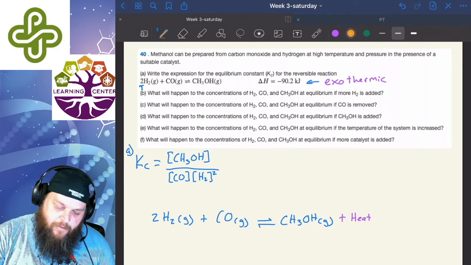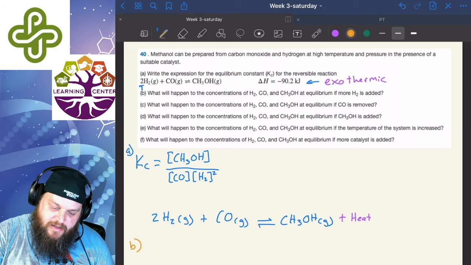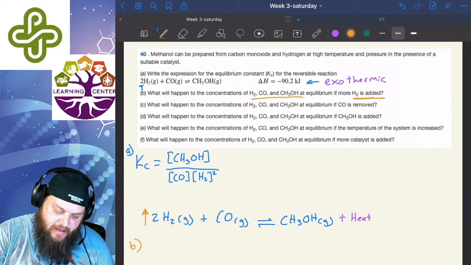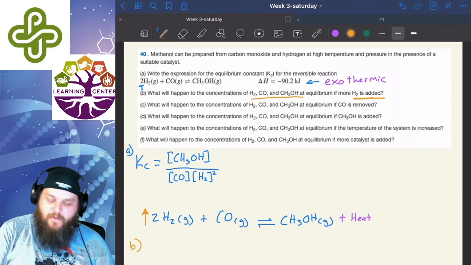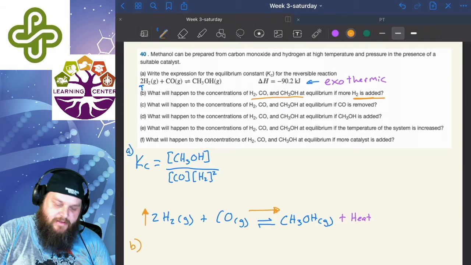So now for part B, what will happen to the concentrations, all of them, at equilibrium if H2 gas is added? So we're increasing that H2 gas there. By increasing one of the reactants, we're going to shift everything to the right.